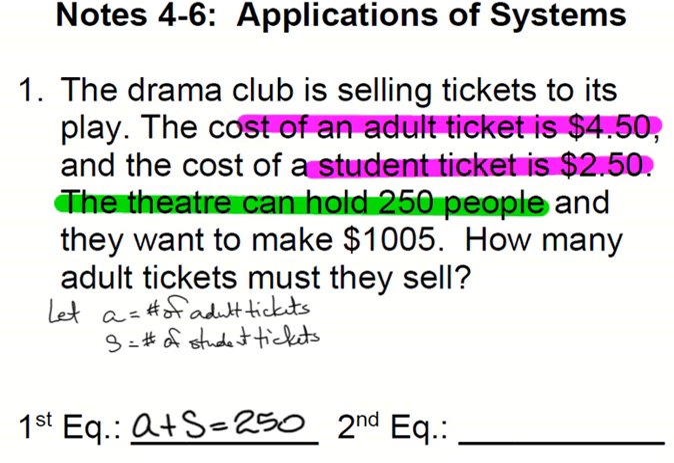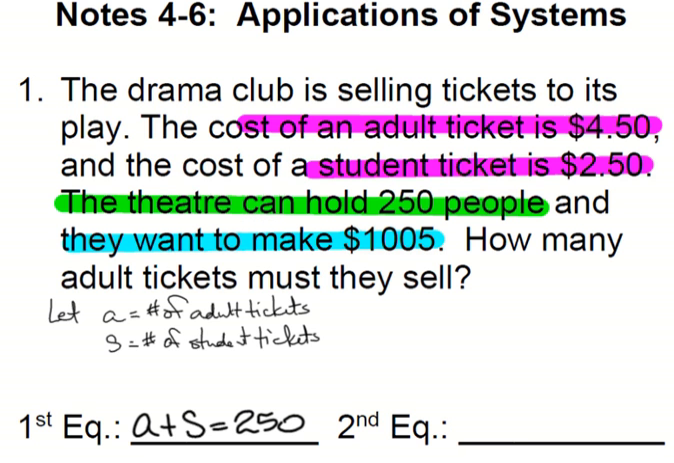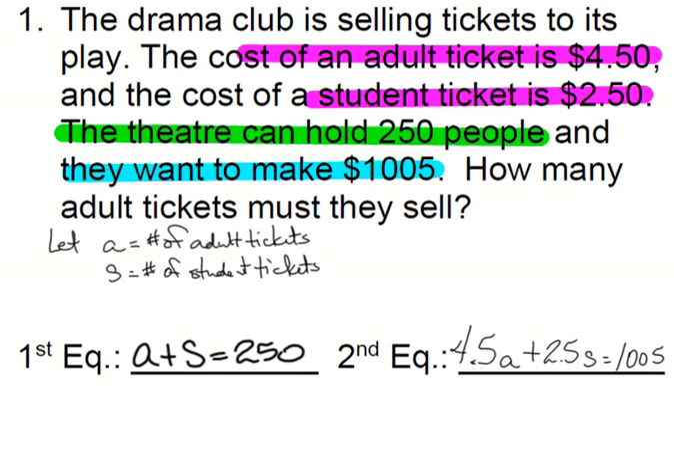Now it tells us that we need to make $1,005. So I have to figure out how much I'm going to be making off my tickets. So I'm going to do $4.50 or 4.5 times the adult tickets plus $2.50 or 2.5 times the student tickets. And that has to equal $1,005. That's my total I need to earn. So there's my two equations.